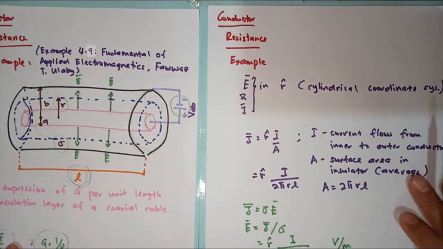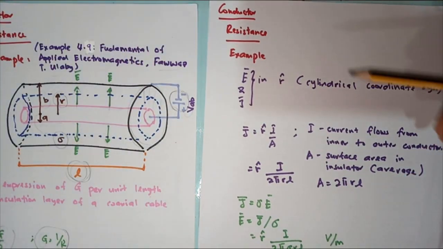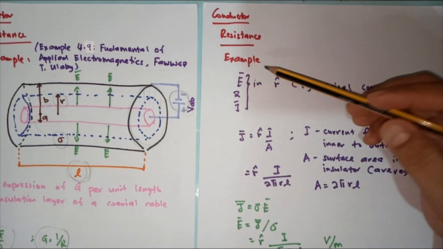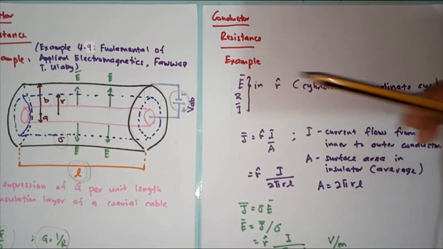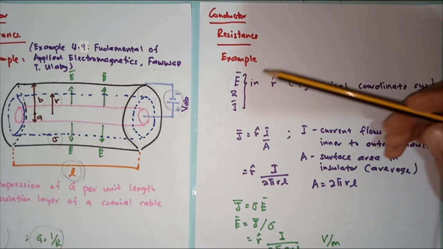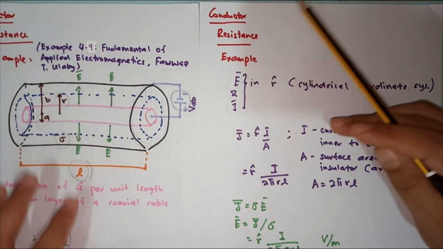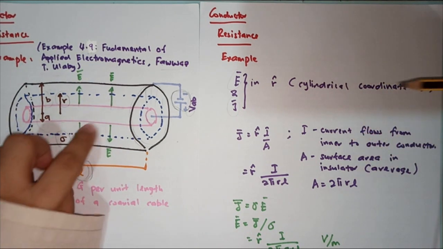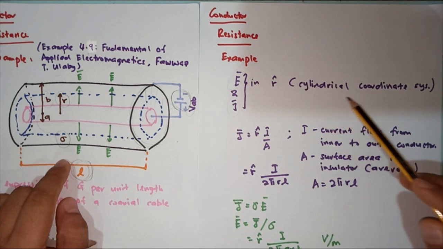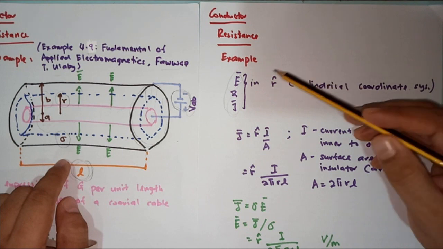In order to solve this example, we need to determine the expression for the vector E and the vector J. In this case, the direction of E is in a radial direction here, and by considering that the shape of this cable is cylindrical, we will use the cylindrical coordinate system, and the direction of this vector is in the r cap direction.